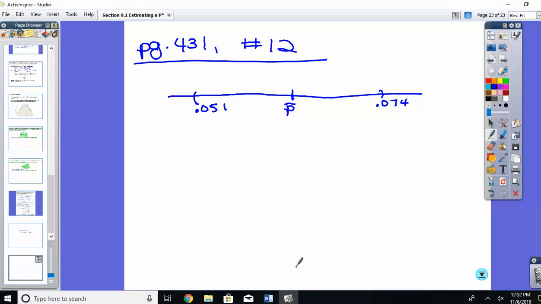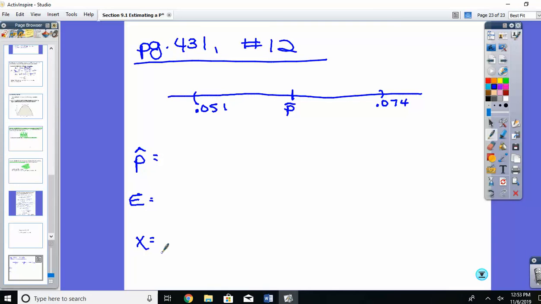So I am asking you to find three things on this. I want the p hat. I want the margin of error, which is E. And I want X, the number of people in the sample with the characteristic. So, let's see if we can reason through how to get this.